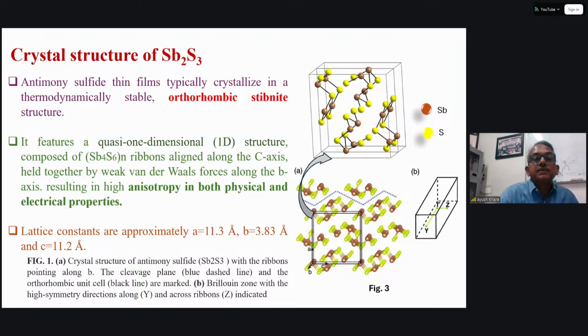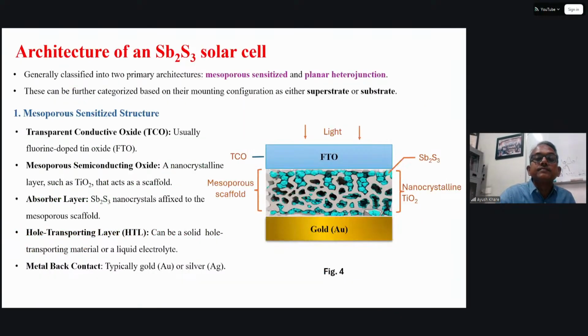So the crystal structure of Sb2S3 is basically orthorhombic with a stibnite structure, right? This is a structure in which a relevant type of structure is there which helps charge extraction, right? Charge compensation is also there, and the lattice constants a, b, c are 11.3 angstrom, 3.83 angstrom, and 11.2 angstrom. And as we know, alpha, beta, gamma are going to be 90 degrees for this particular structure. So they are highly anisotropic, as you know. That anisotropy helps to get good physical and electrical properties in these materials.